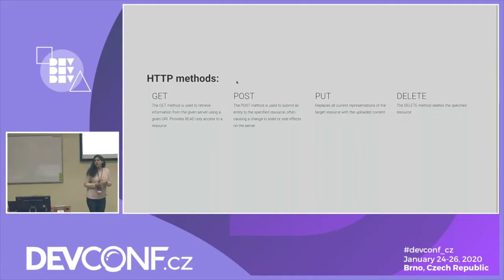So let's say you are filling up a form. That's when you're making a post request. Put is for updating. It updates the targeted resource with the content that you send, right? So let's say whenever you edit a form, you edit some entries. That's when a put request happens. A delete request is pretty self-explanatory, and the delete method, it deletes the specified resource.